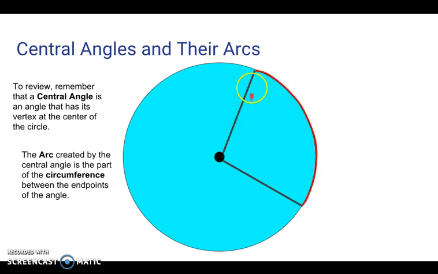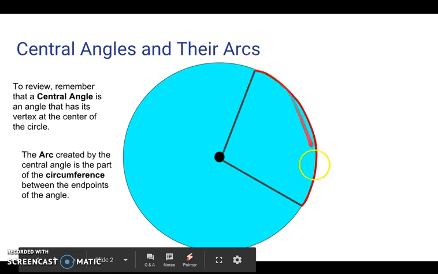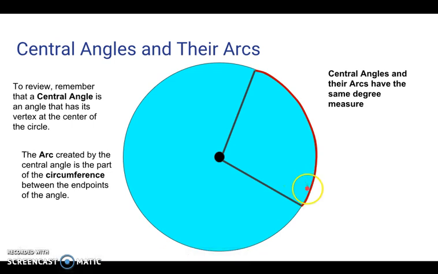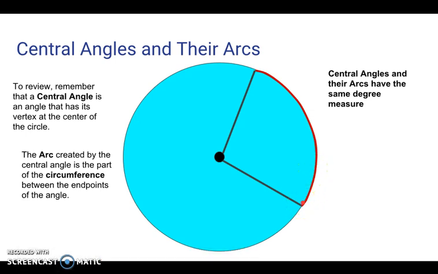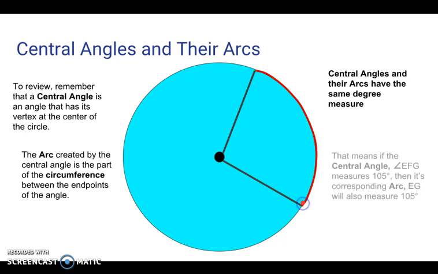So, remember they create arcs. Here's your little intercepted arc for your central angle between the endpoints. Central angles are the easiest ones to find the measure of. So today we're just going to talk about finding the degree measure of arcs. Arcs have a length, and in the next lessons we'll talk about how to find the length of an arc. But for today we're just going to talk about finding its degree measure.